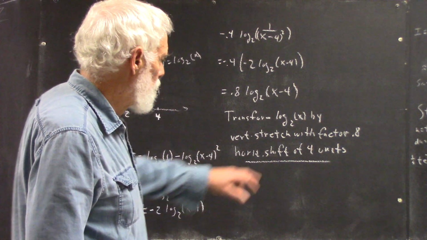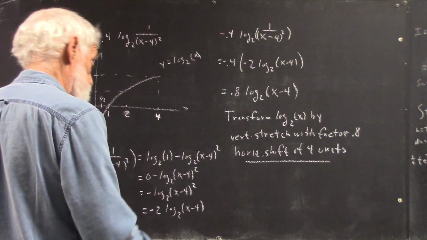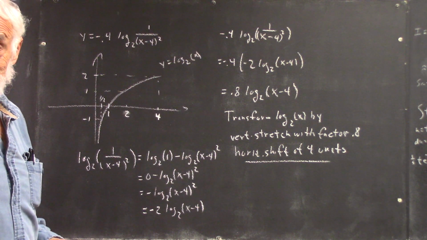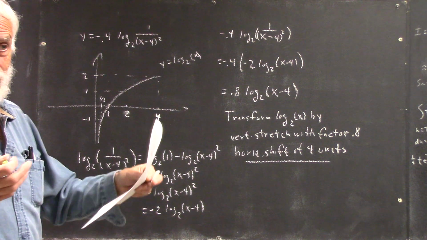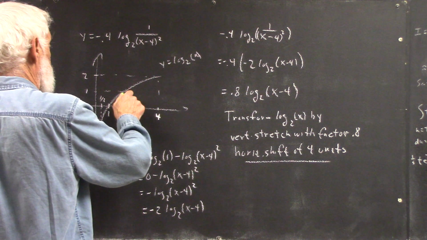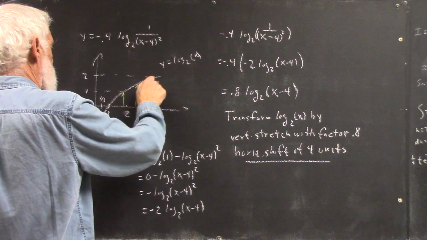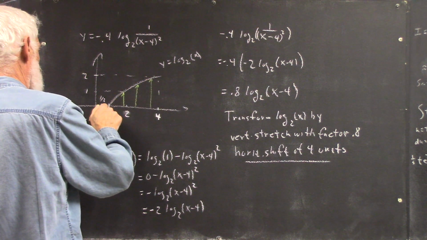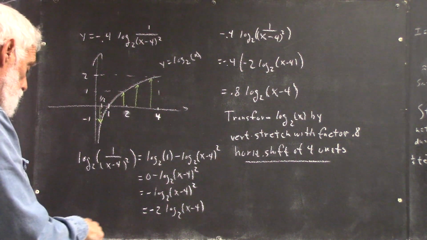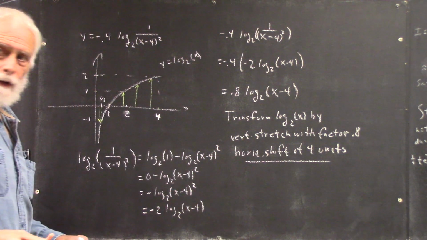Transform log base 2 of x by a vertical stretch of factor 0.8, horizontal shift of 4 units. Well, I'll do that with arrows, which is what I prefer to see, because that's the way I've shown you to do it, because you're having trouble with vertical stretches. Okay? Every point on the graph can be represented by a vertical arrow from an appropriate point on the x-axis. And then you make each of these 0.8 times as long. Your y values are multiplied by 0.8.